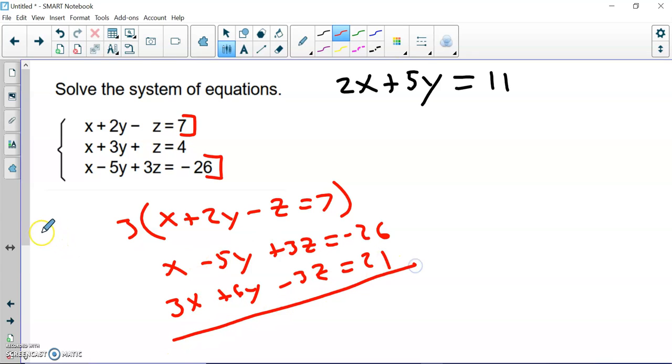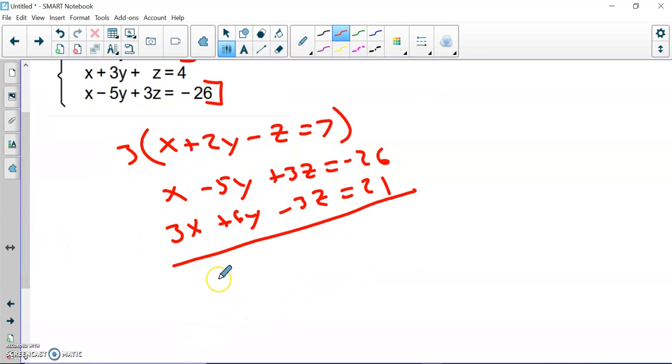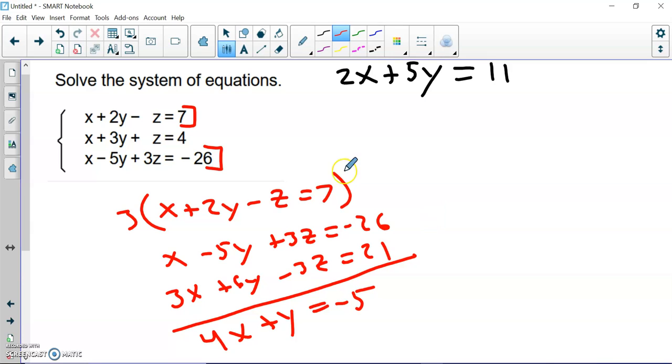If you add these up, we get x plus 3x is 4x. This is going to be a single y. That cancels, and this is negative 5. So our other equation in terms of x and y is 4x plus y equals negative 5.